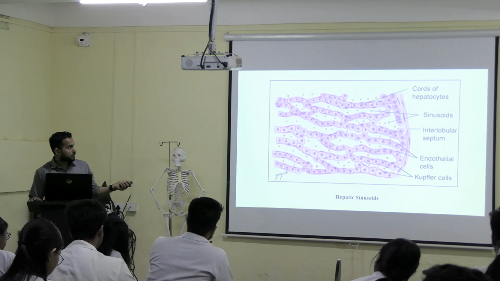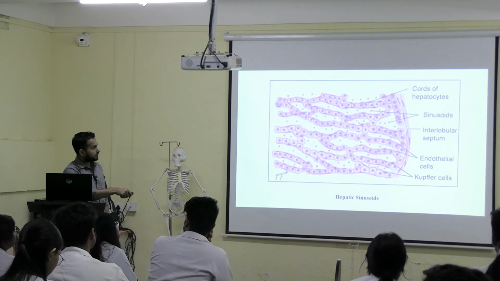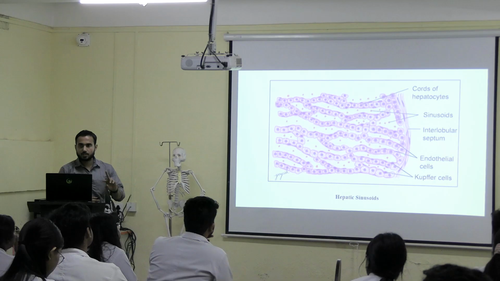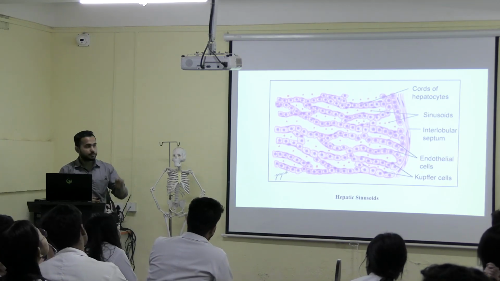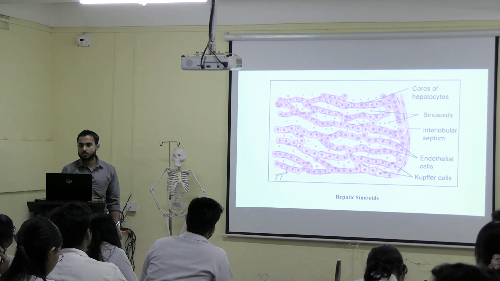Now if you remember, I showed you this diagram that day. In this diagram you can see this is the septum. Look, this is the interlobular septum, that means the septum between two adjacent lobules. And where does it come from? It is coming from the Glisson's capsule.